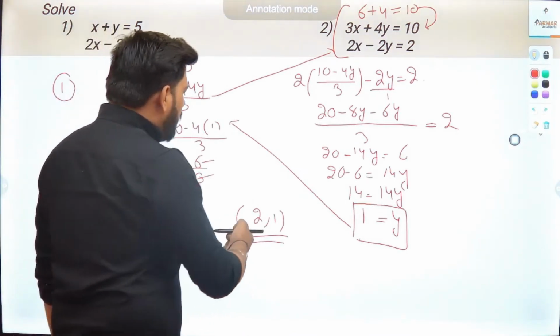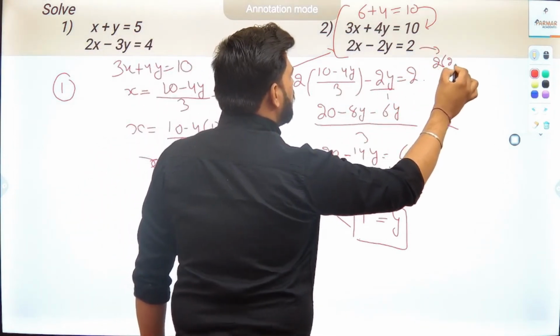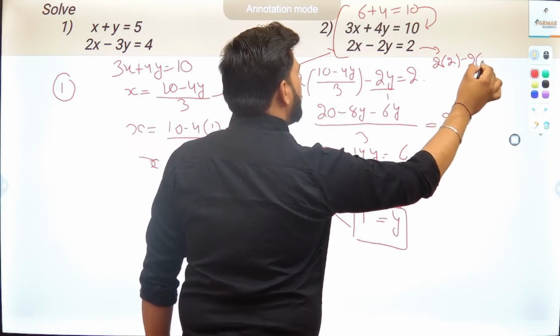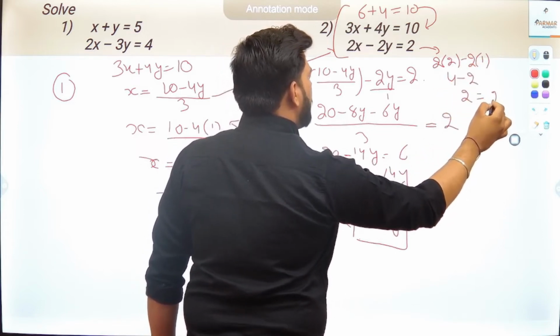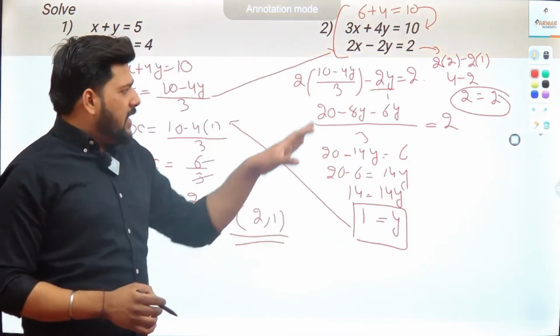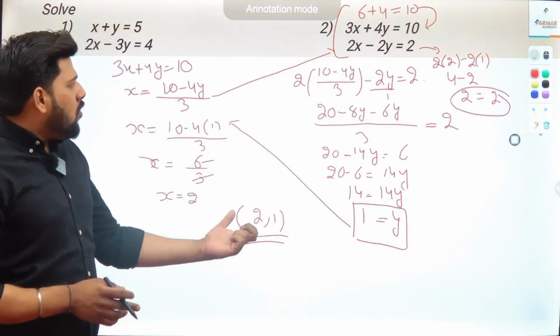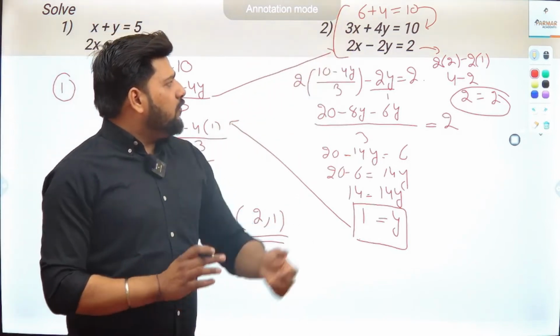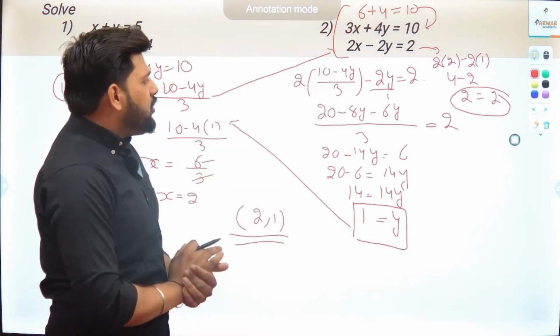Try for the second equation: 2x, this is 2 into x, that is 2 into 2, minus 2 into y, that is 1. The answer is 4 minus 2, and the answer is 2, that is equal to the right hand side. So this solution will satisfy both the equations. So our answer is correct. That means (2, 1) is the solution of this pair of linear equations in two variables. So this is the substitution method.